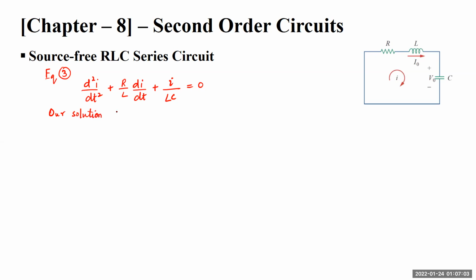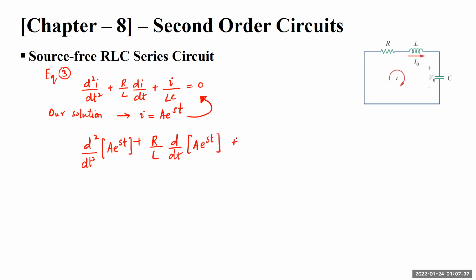And our solution, which we considered for the previous case, was i equals A e raised to power st. This was one of the solutions for this differential equation. So let's put this solution in this differential equation and see what we get. d square of, replacing i by A e raised to power st, plus R by L d by dt of A e power st, plus again A e power st divided by LC. This becomes equal to 0.